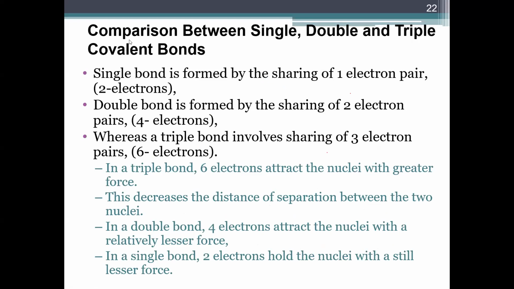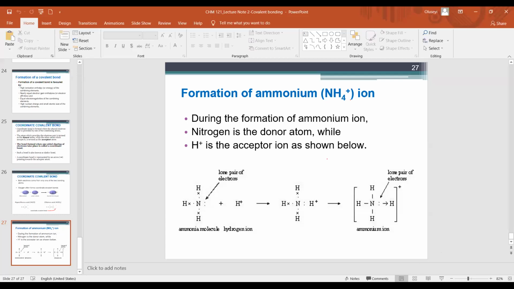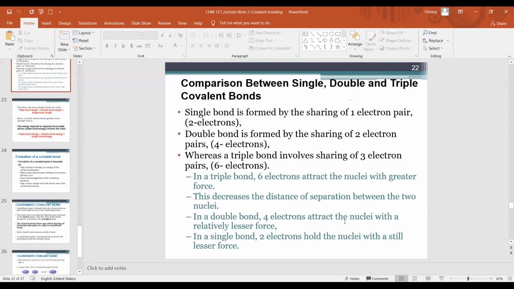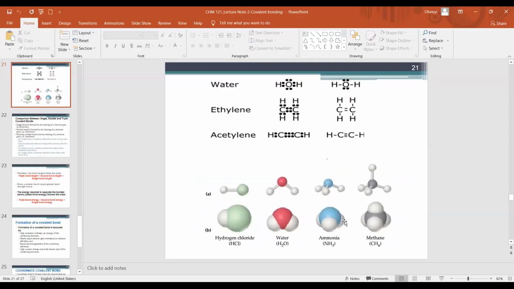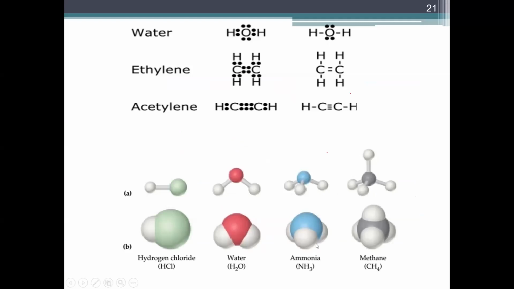So now we want to compare this. So these are other examples. So you see water, hydrogen chloride.